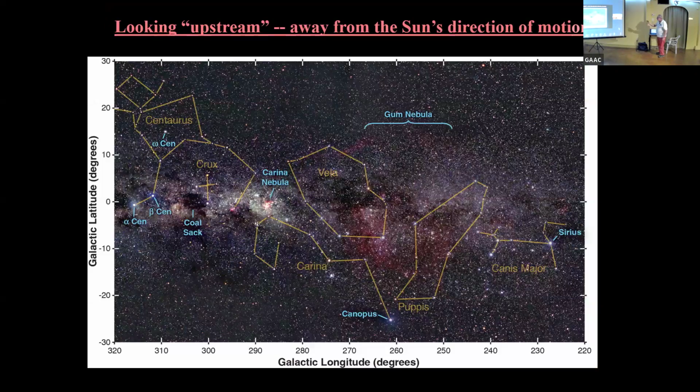Okay, last, looking upstream away from the sun's direction, I'm going to focus on the Carina Nebula. Just notice that there is this big region called the Dung Nebula. Apparently, it's possible to see that from the southern hemisphere in really dark skies.